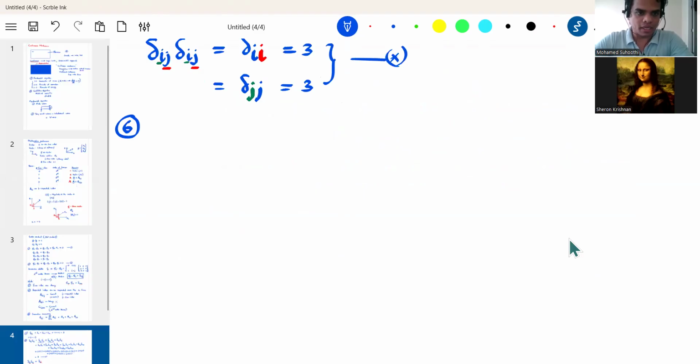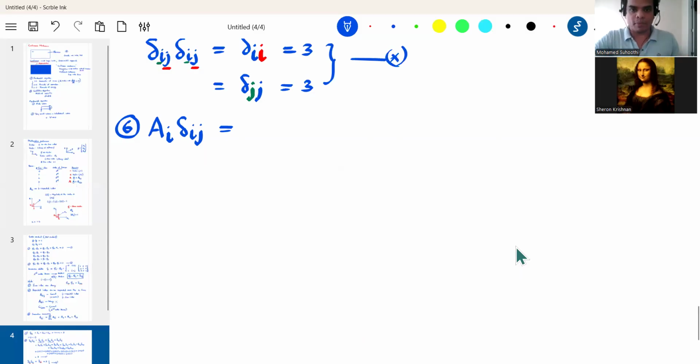Let's say I will write like this: A_i delta_ij. So what is the answer for this? Again, before doing any simplification, just try to understand what this quantity is. Here you can see I is a repeated index, j is a free index. So therefore this is a vector because you have one free index here.